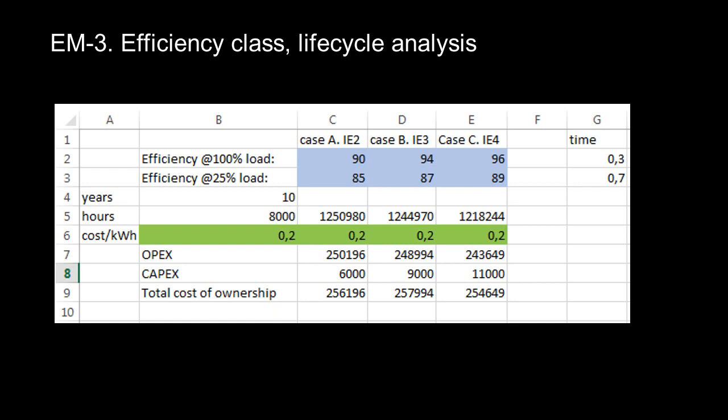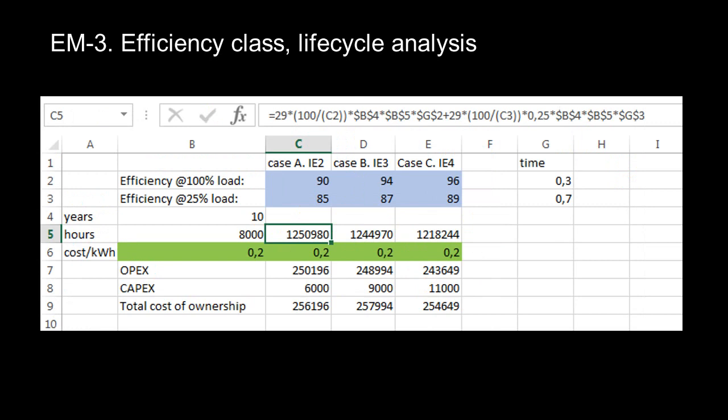You see in column G there are 2 times, so 0.3 corresponds to 30% of time and 0.7 to 70% of time. Well, you can also see in line number 5 there's number of hours in column B. That's 8,000, sorry, and then in line 6 there is a cost per kilowatt hour. This is according to the specification.